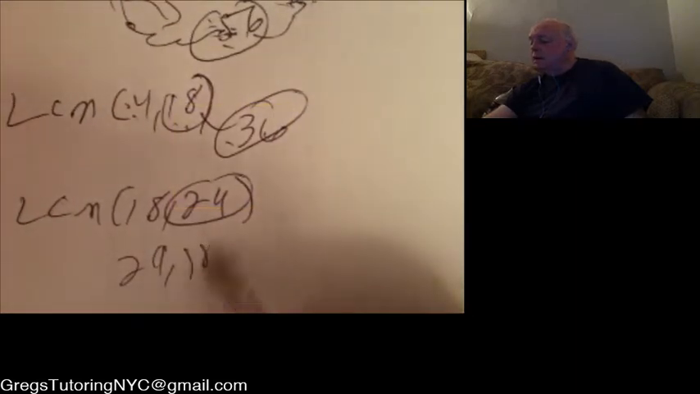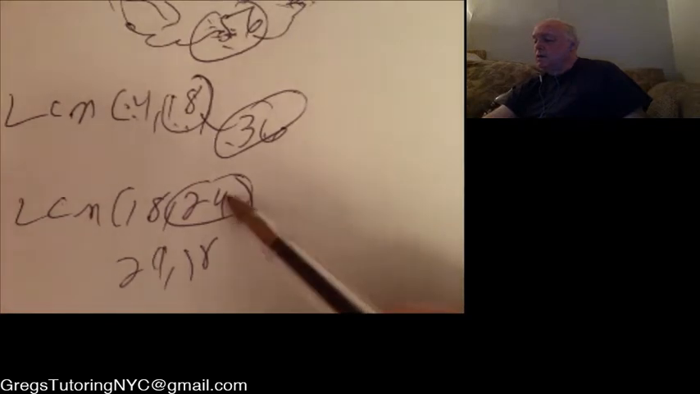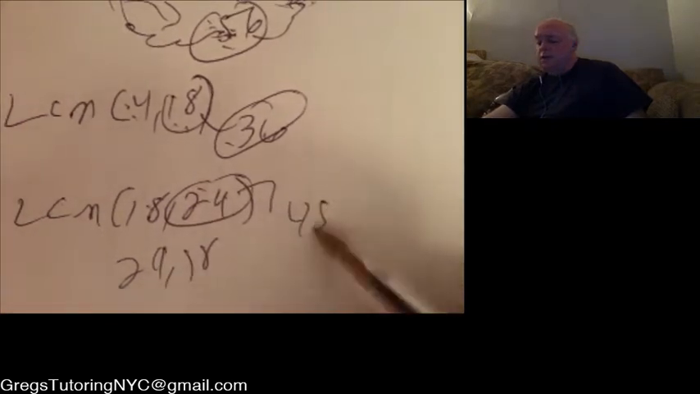Okay? Now the LCM of 18 and 24. The larger one is 24. And by the way, I'm writing them in order. This could also be 24 and 18. It doesn't matter what order you put these in. So is 18 a factor of 24? No. So the next multiple is 48.